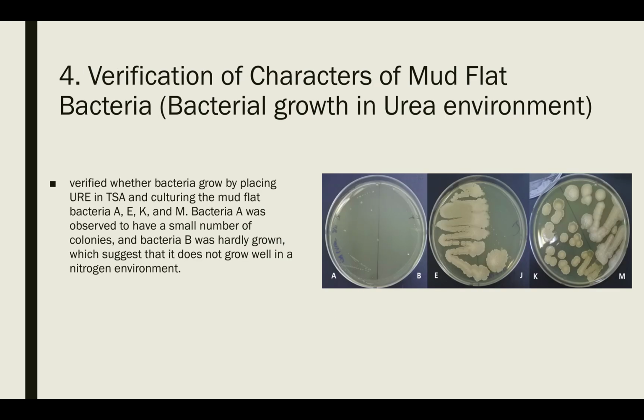I verified which of bacteria A, B, E, J, K, and M can live in the nitrogen environment in order to investigate the characteristics of bacteria which increase the cohesion of sand. Bacteria E grew in a large quantity, and bacteria J did not grow at all. A large number of colonies were observed in both bacteria K and M. Therefore, it was found that bacteria E, A, K, and M are strong in the nitrogen environment.